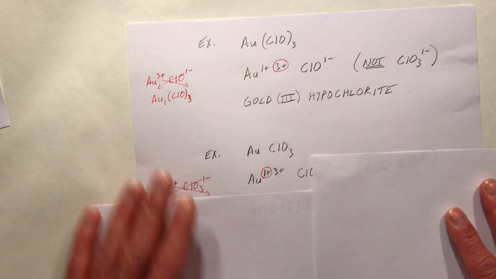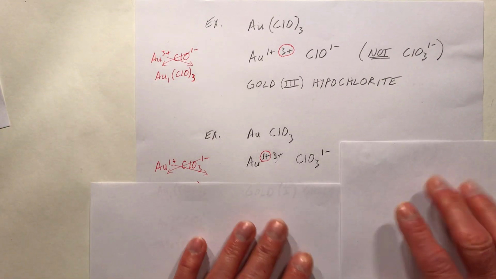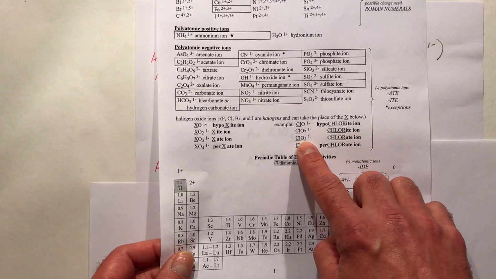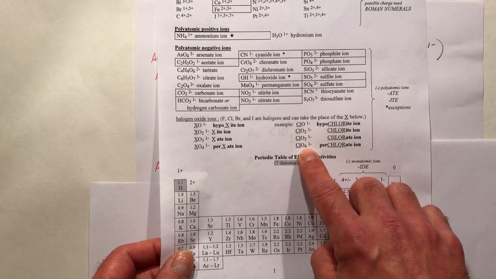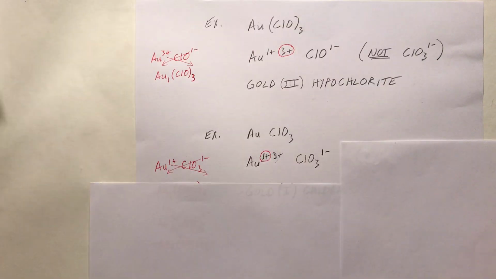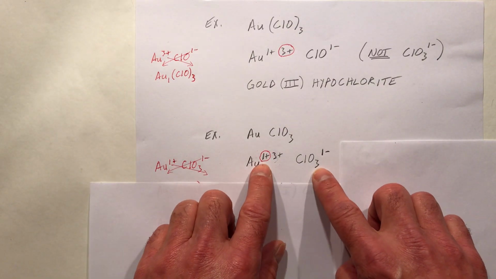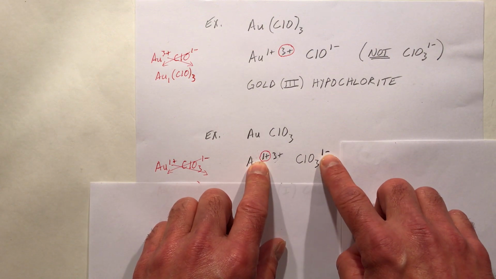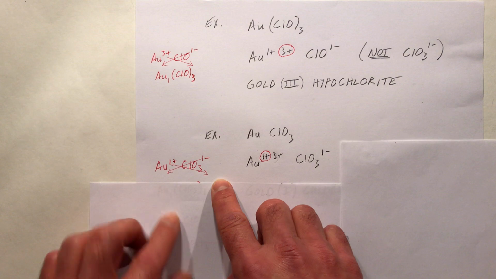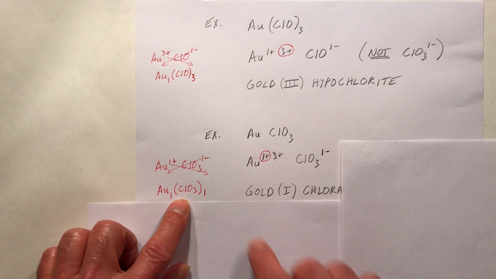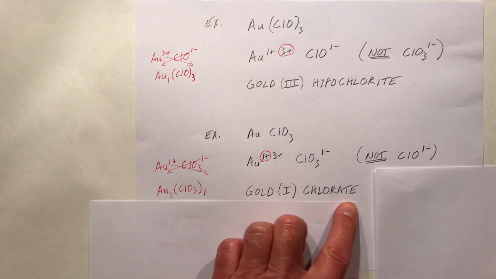All right, so Au could be 1 plus or 3 plus. But now we have ClO3, 1 minus. We have chlorate. So you have to be careful when you're choosing these ions because they sometimes look really similar to each other. So if we have a 3 there and we crisscross Au1 plus and ClO3 1 minus, we get one of each, right? One of each. We don't write the ones. We don't need the parentheses. We get that formula. So this is gold 1 chlorate.